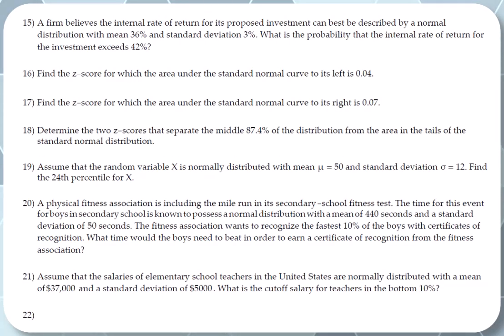A firm believes that the internal rate of return for its proposed investment can best be described by a normal distribution with a mean of 36% and a standard deviation of 3%. What's the probability that the internal rate of return for the investment exceeds 42%? You can change them to decimals if you want, or you can use the numbers without the percent as long as you are consistent. So the mean is 36, the standard deviation is 3, and exceeds means greater than, guys. So just go to StatCrunch.